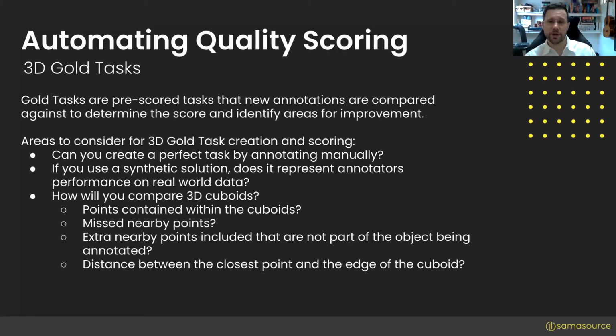So if you had a 3D cuboid around a vehicle and you got the wing mirror of another vehicle in it, or part of a pedestrian around, say, the back corner of a vehicle, how are you going to score that? And then tightness of cuboid is actually also a really important one here.